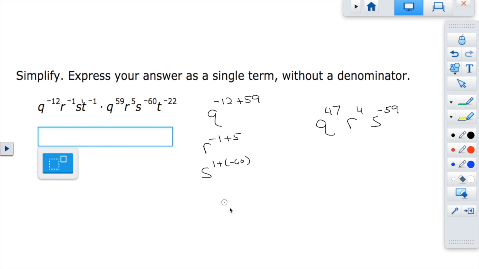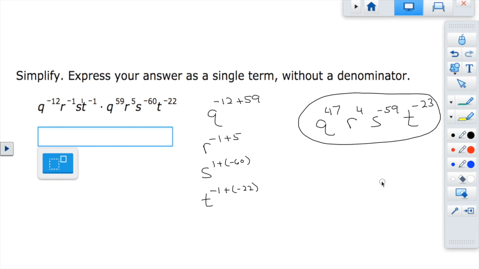And then my last base is T. So T, I got negative 1 plus negative 22. Negative 1 plus negative 22 gives me a negative 23. So I do all 4 separately, but I put all my answers back together for one monomial.